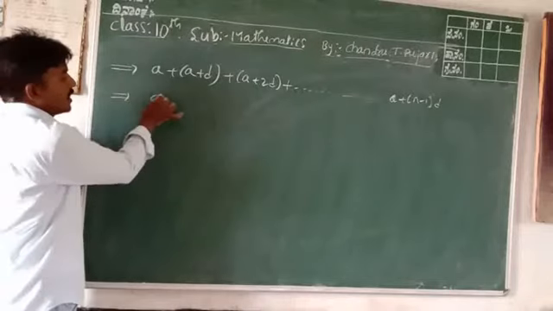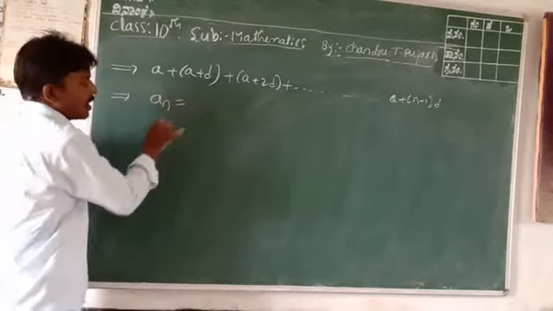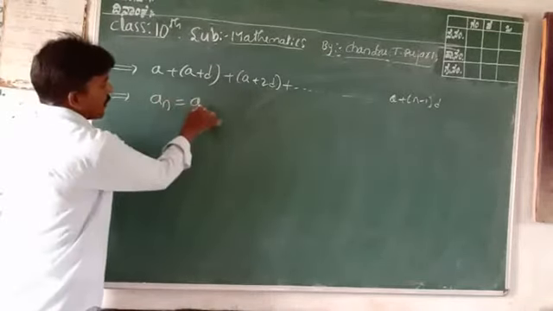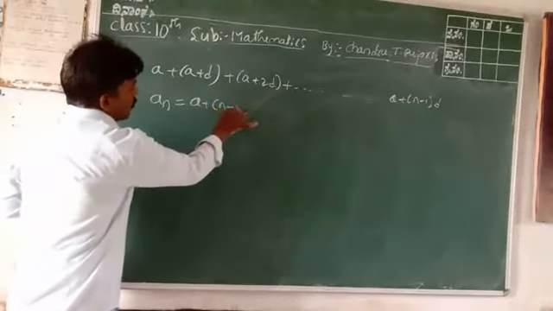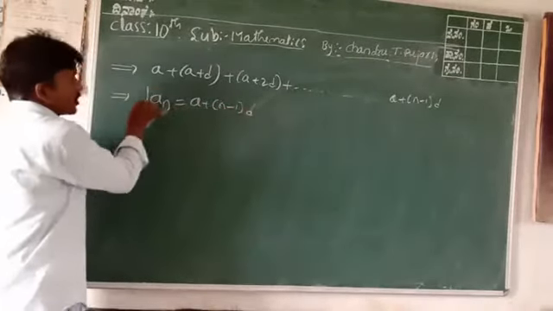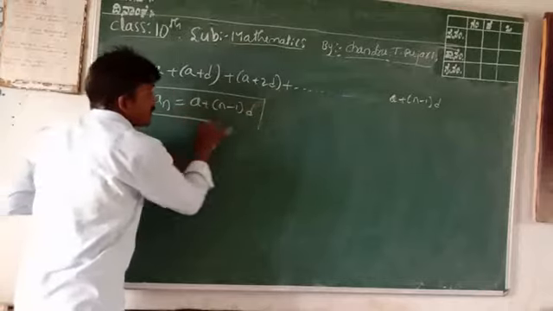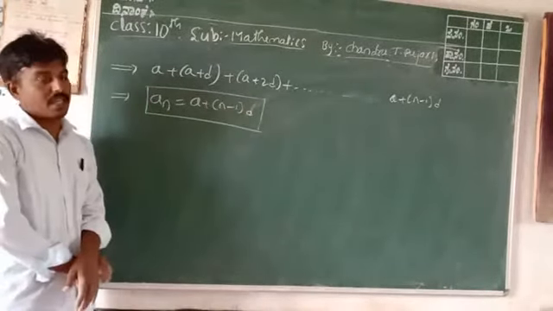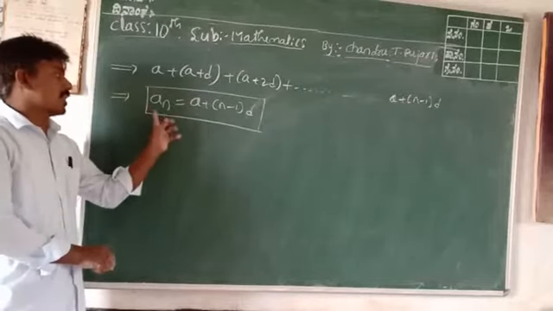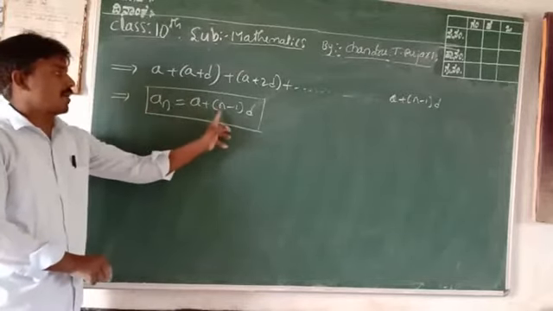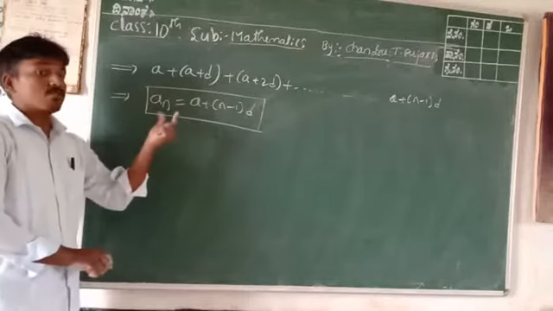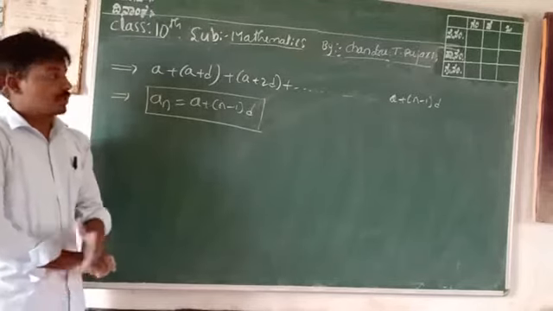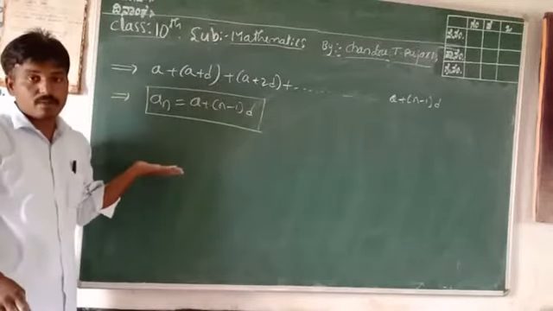That formula: an is equal to a plus (n minus 1) into d. This is the standard formula for the nth term. This formula is only for the nth term of AP. Nth term of AP, an, is equal to a plus (n minus 1) into d. This formula is also most important in your examinations. This question may also be asked as a 1 mark question.